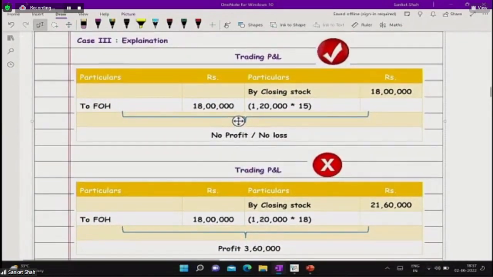Now you can take a screenshot. Case 3 explanation. Trading and P&L account, whichever is higher, that you will consider as the denominator, and therefore you are getting the answer 15. It's correct. But if you consider 18 as the answer, it's not correct because your closing stock is recorded at 21,60,000, but you spent only 18 lakhs, which is not the correct answer.